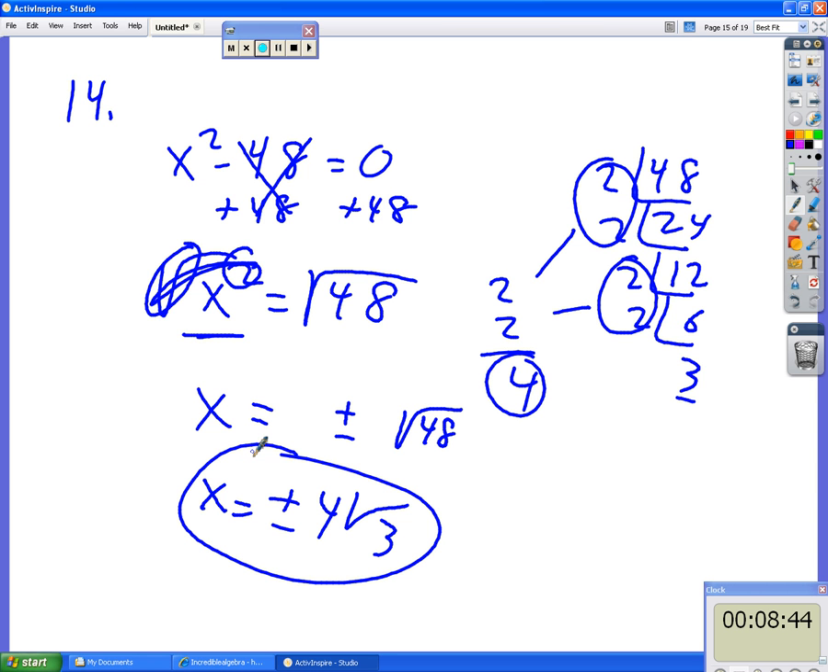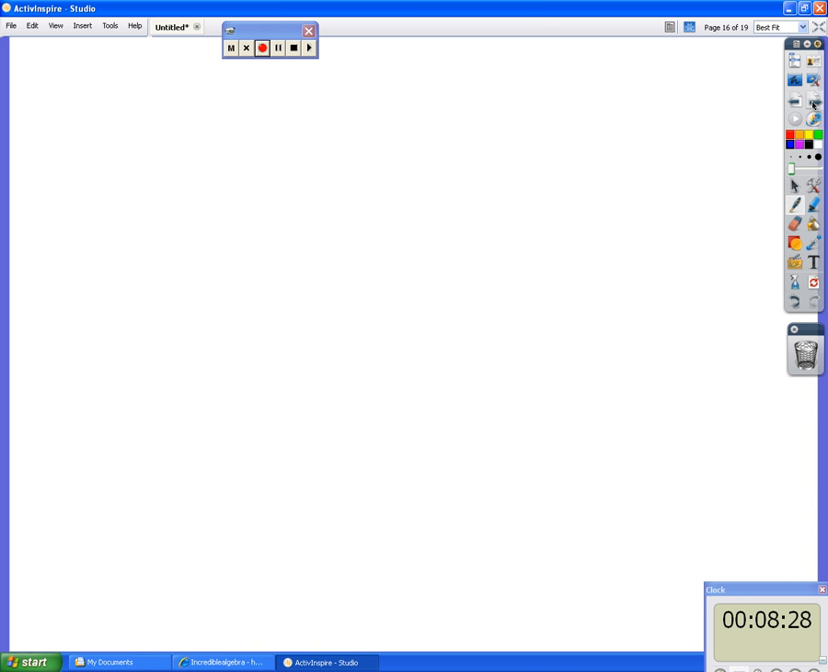Look at the directions for 13 and 14. They tell you to do the problems in different ways. By the way, you can't factor this. If you try to do x squared minus 48 and factor it, it won't work because 48 is not a perfect square. Now, I'm ready to go to 15, but before I do 15, I'm going to talk about a couple things. Let's talk about the quadratic equation.